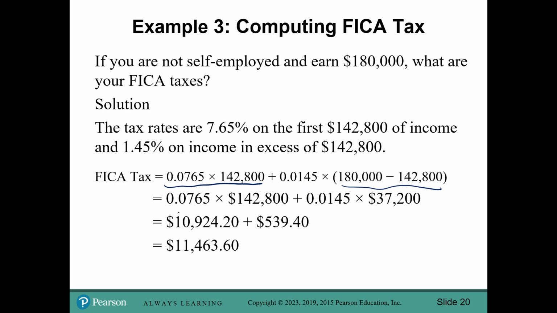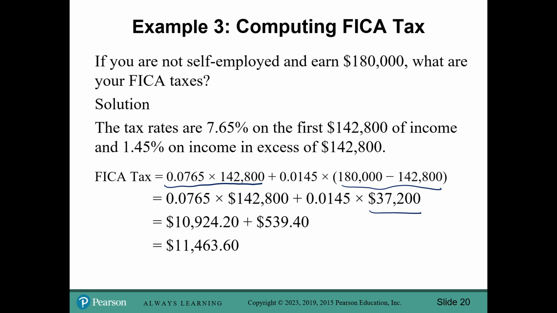Okay, so we're looking here, after the simplification, at 0.0765 times 142,800 plus 0.0145 times 37,200. So that overage that we calculated was just $37,200. That additional $37,200 is taxed at that 1.45% additional rate.